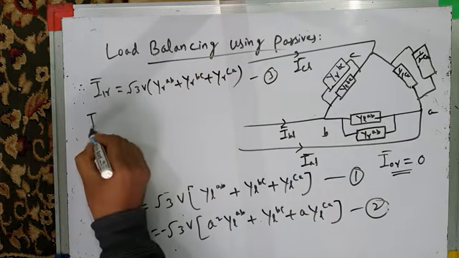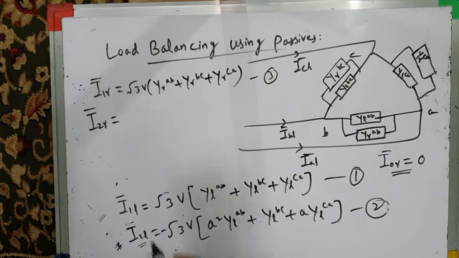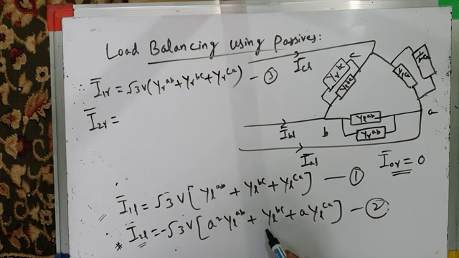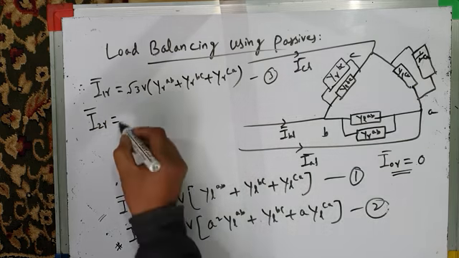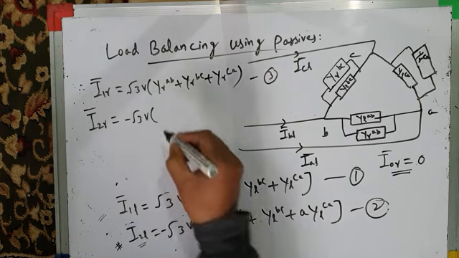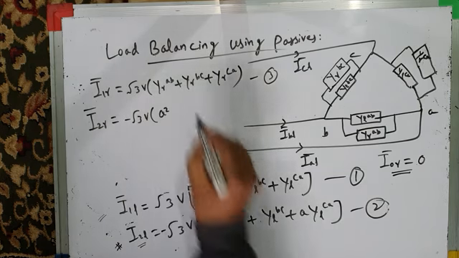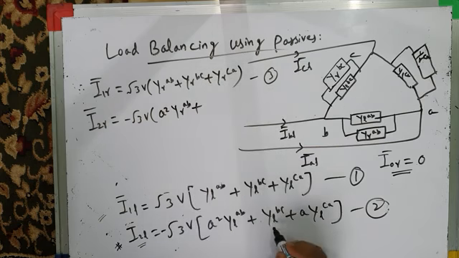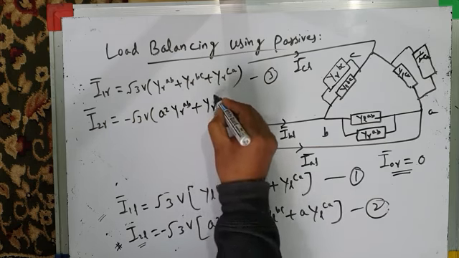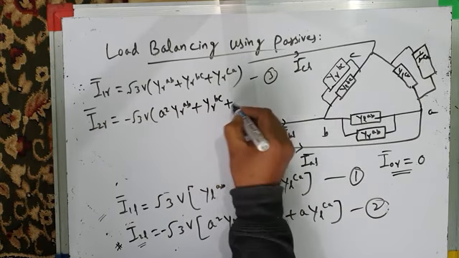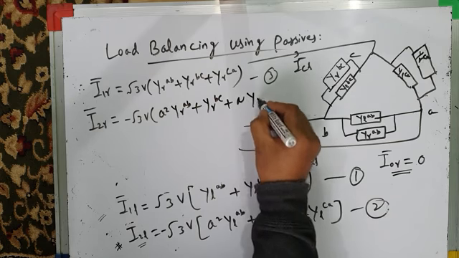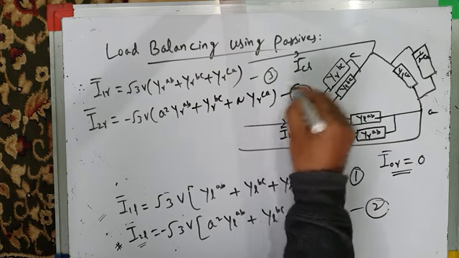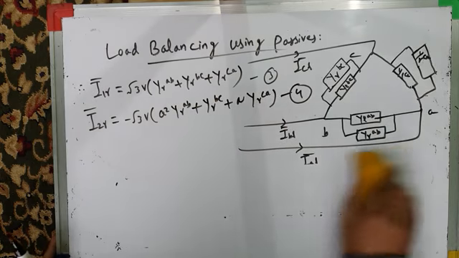And similarly, what is the negative sequence component of current drawn by the compensator? That is the same as the negative sequence component of current drawn by the load. But instead of writing the admittances as load admittances, we have to write compensator admittances. So it is equal to minus root 3 V times A square, and here it is YLAB, I will write Y gamma AB, plus YLBC will be replaced by Y gamma BC, plus A times YLCB will be replaced by Y gamma CA. This is my equation 4. And this is how I do the compensation.